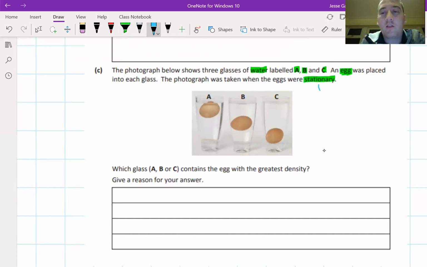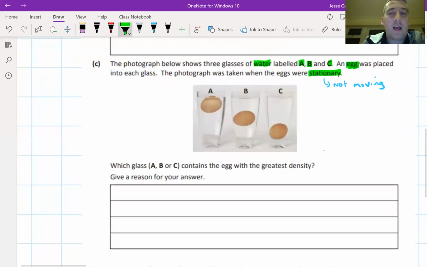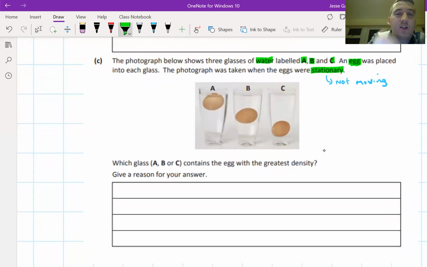So what does this mean? Stationary just means they weren't moving. They're staying still now. Okay, so down to the actual action bit. What does it want you to do? It wants you to say which glass contains the egg with the greatest density. Okay, so that's the first bit.